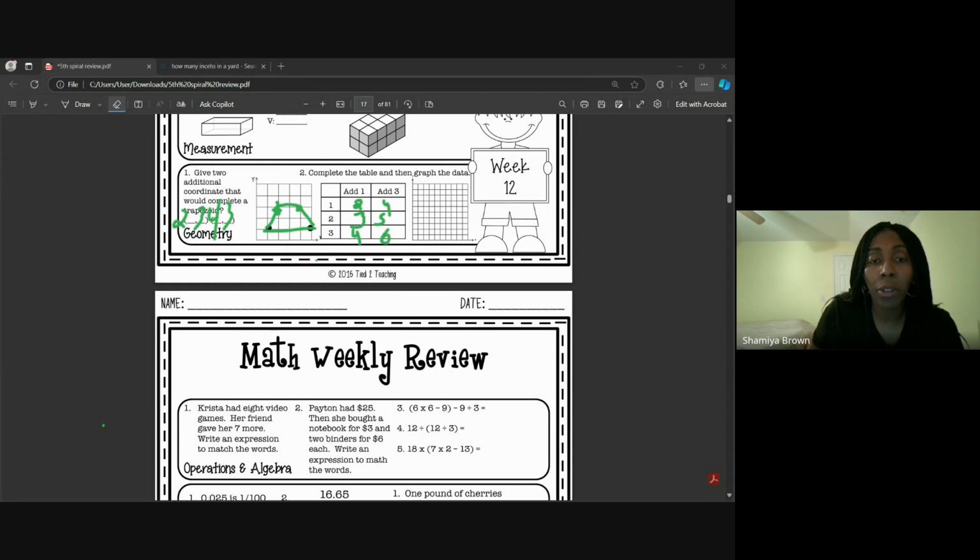Then I have to graph those points, which is going to be hard because this is very small. So I can go over 2 and up 4. 1, 2, 3, 4. So right here. And then I go over 3, up 5. 1, 2, 3, up 1, 2, 3, 4, 5. Okay, so that's easy.